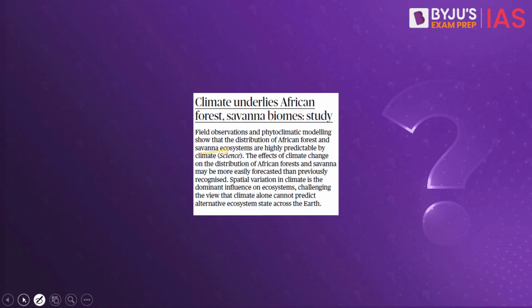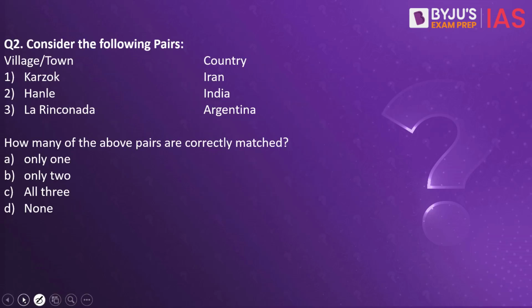Now let's look into the next practice question. Consider the following pairs. We have the village or the town on the one side, the country it is present in on the other side. Karzok, Iran. Hanle, India. La Rinconada, Argentina. How many of the pairs are correctly matched? The answer to this is only one pair.